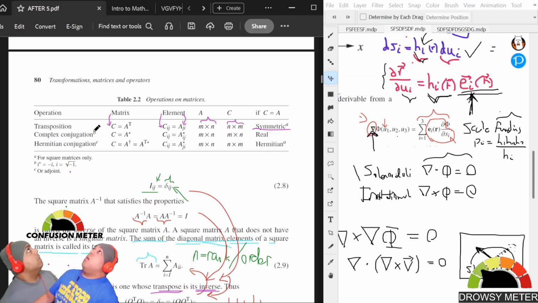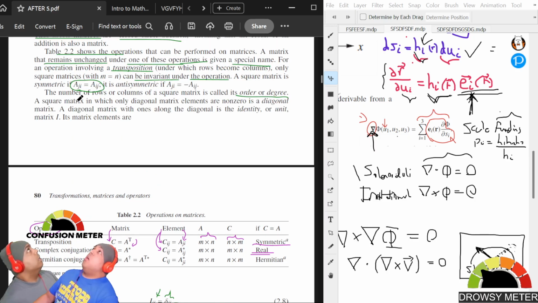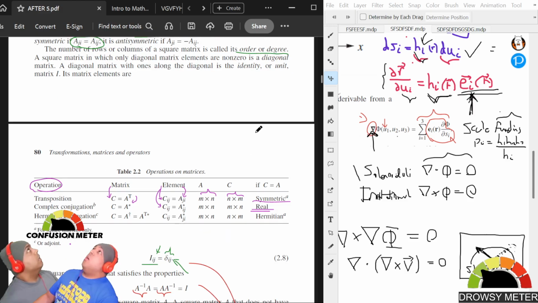Complex conjugation. So these operations. If you do complex conjugation on A, so it's like A star, Cij equals Aij star. Okay, A is M times N, C is M times N. The matrix A is called real if C equals A.